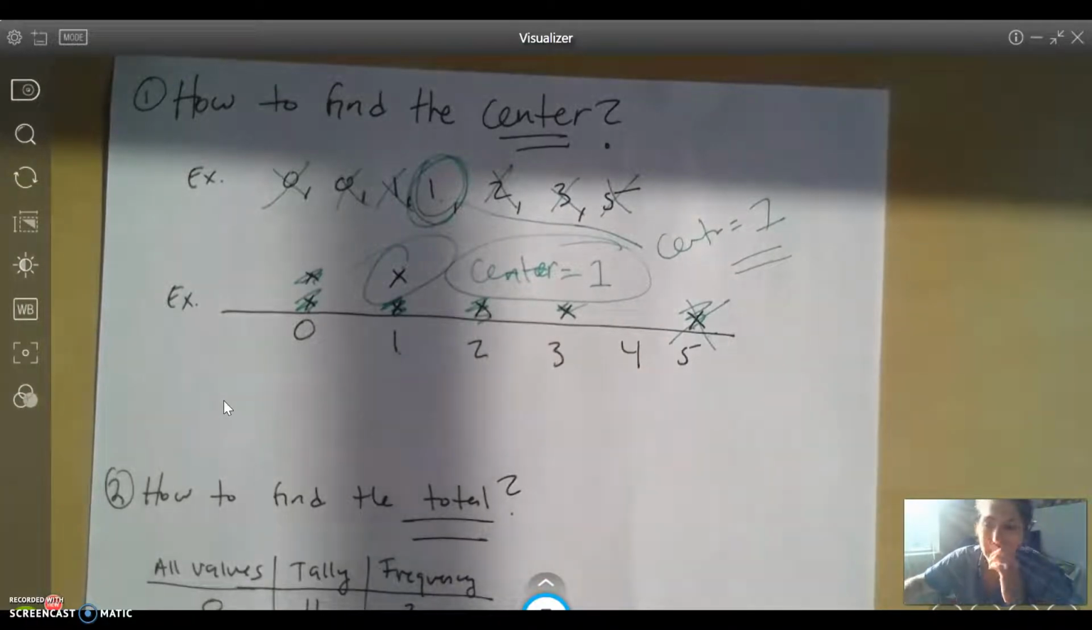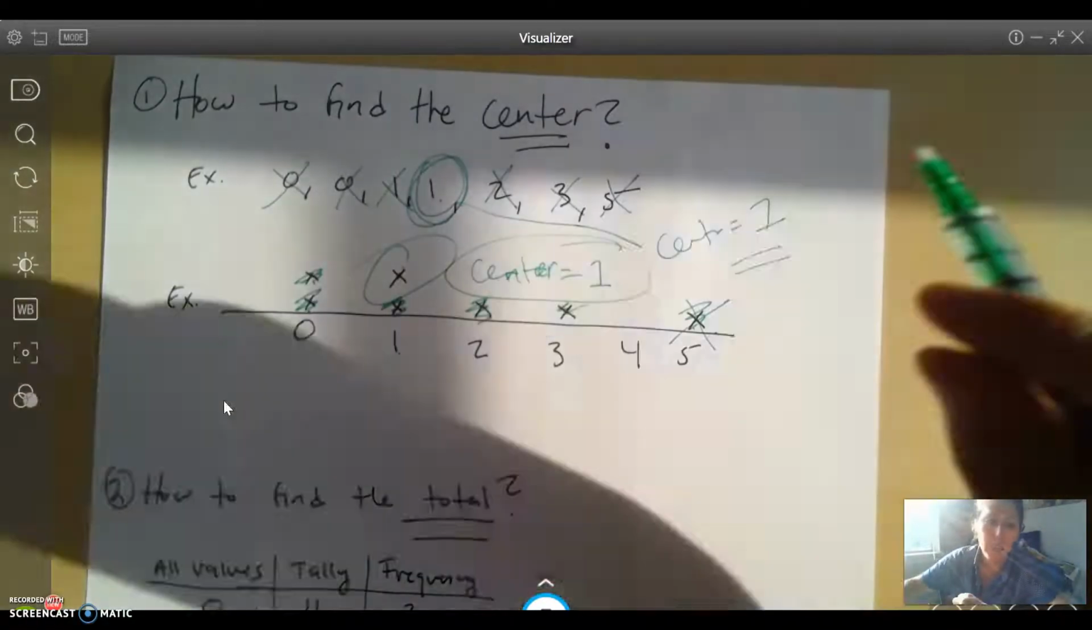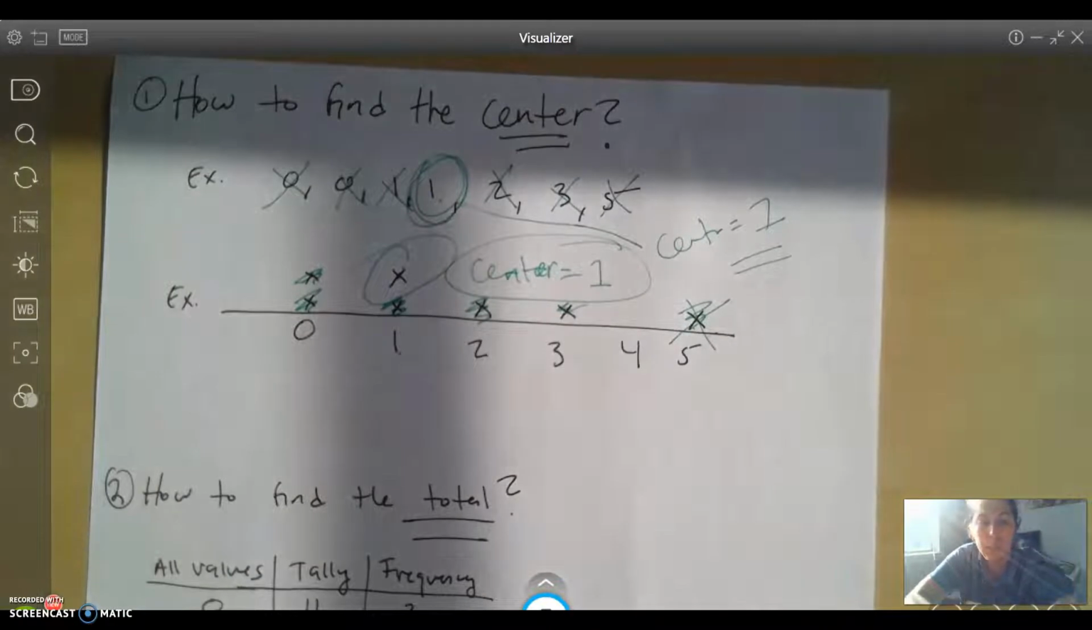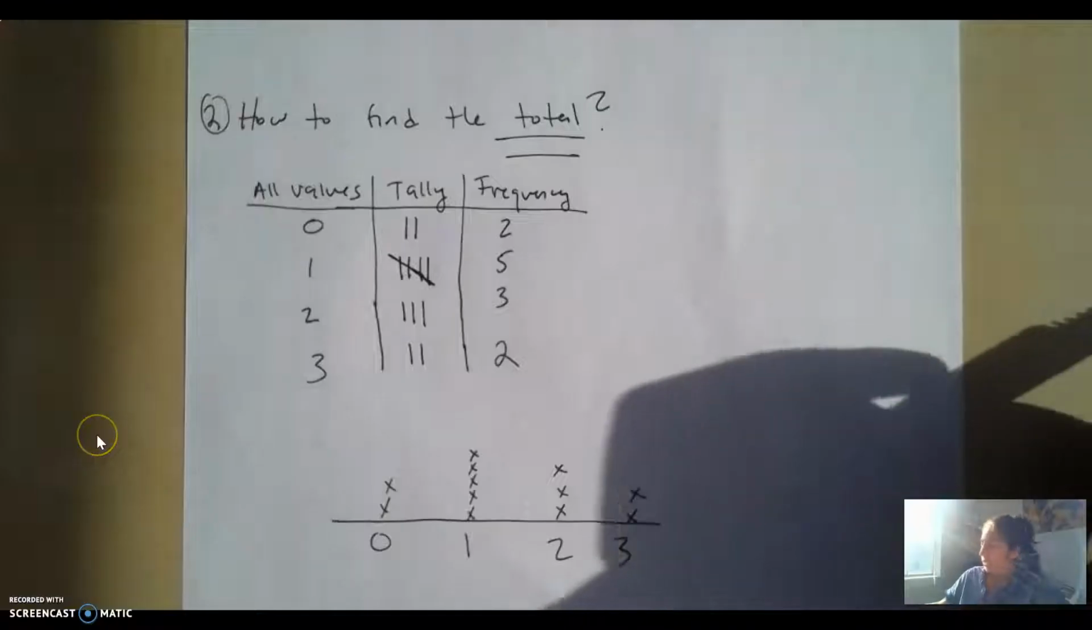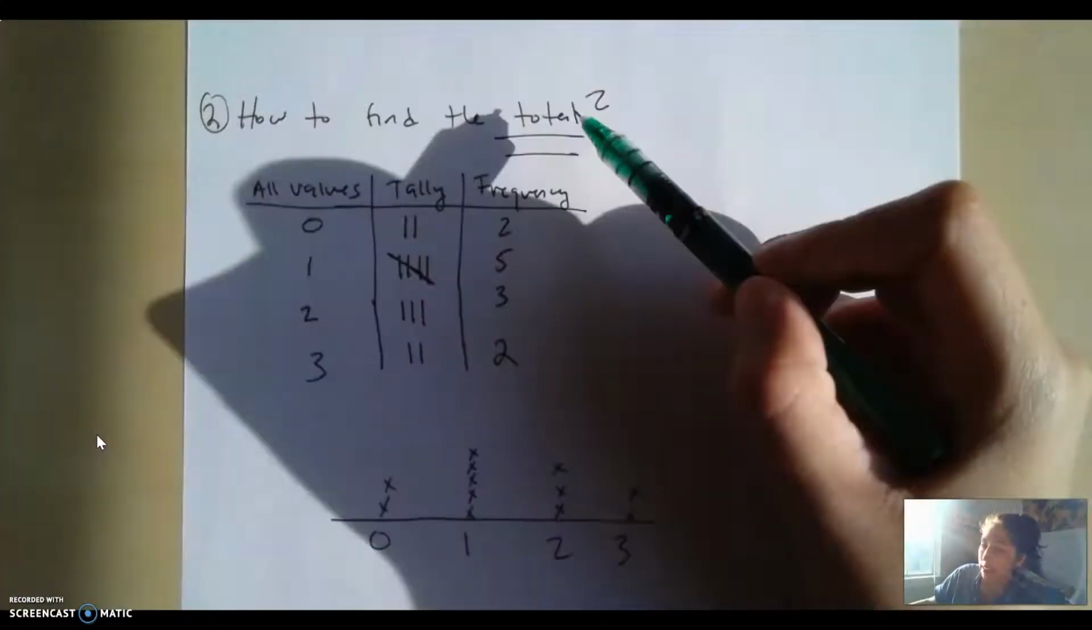Pause here, rewind it if you need to, because that was how to find the center. The next part we'll be talking about is how to find the total or part of the total, zooming into the data. Pause if you need to, go back to find the center for review. Sixth grade, so last thing, find the total.